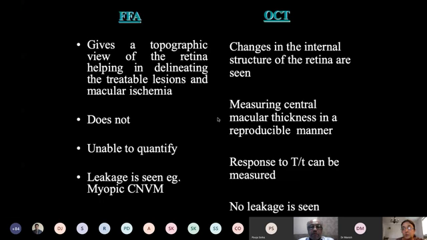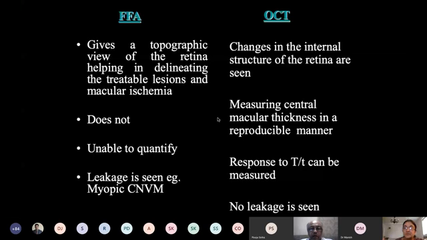So myopic CNVM is an important lesion which I wanted to highlight, where an FFA plays a crucial role in taking a decision whether you are dealing with an active or an inactive CNVM, and when you want to stop the treatment and whether you want to continue with the treatment. So this is an example which I wanted to quote to highlight that any lesion where you want to see the leakage, I think an FFA is going to be indispensable.